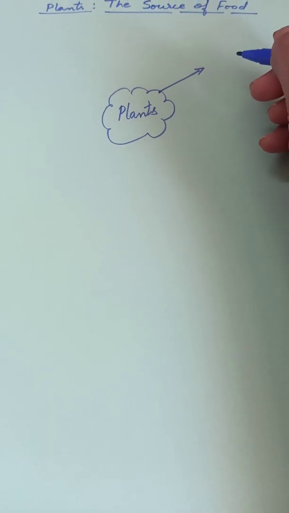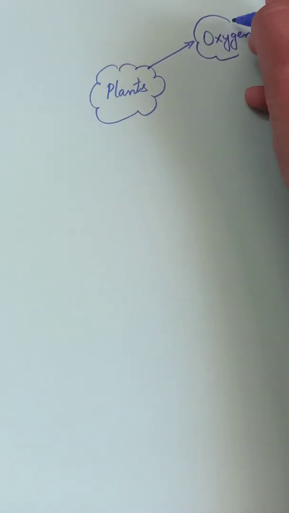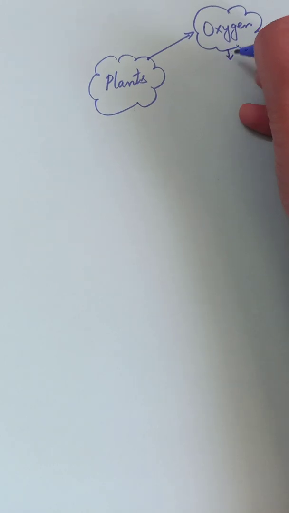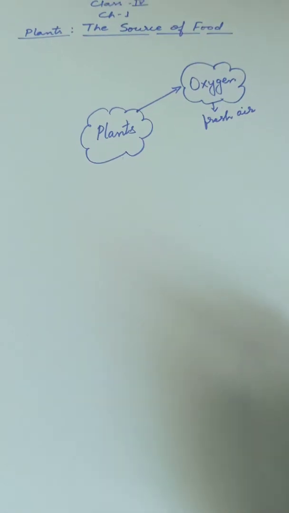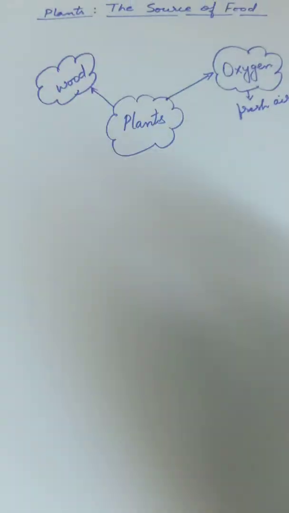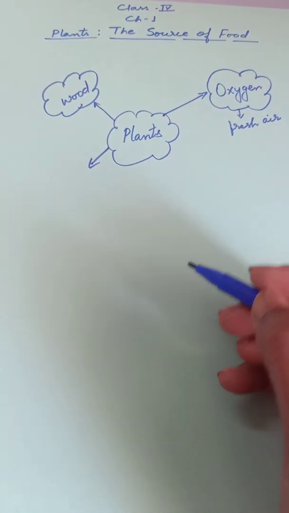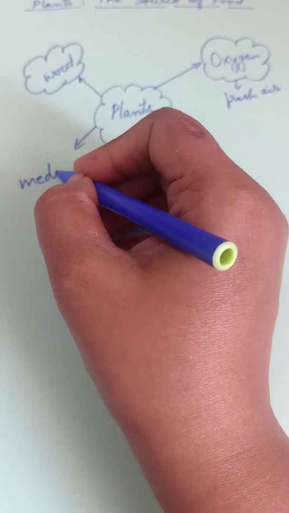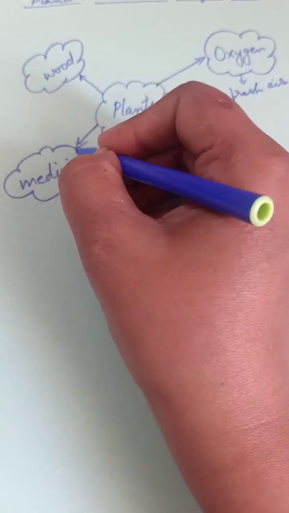First, if I ask, you all will be saying that yes, plants give us oxygen, the life-saving gas. Many a times, oxygen is also referred to as fresh air. What will be the second use? Plants give us wood or timber. Any other thing which is coming up in your mind? Yes, plants give us medicines because there are a number of medicinal plants all around us.